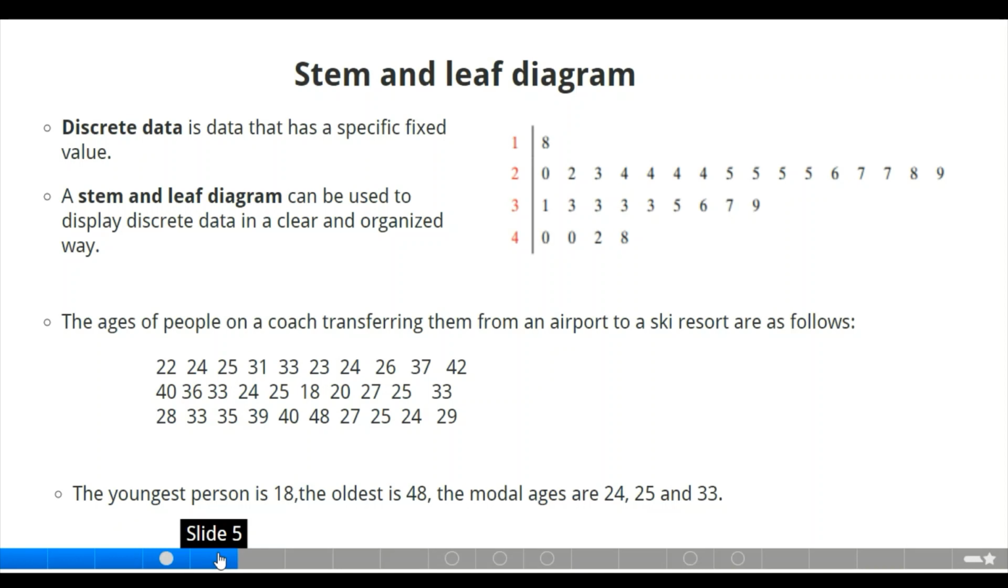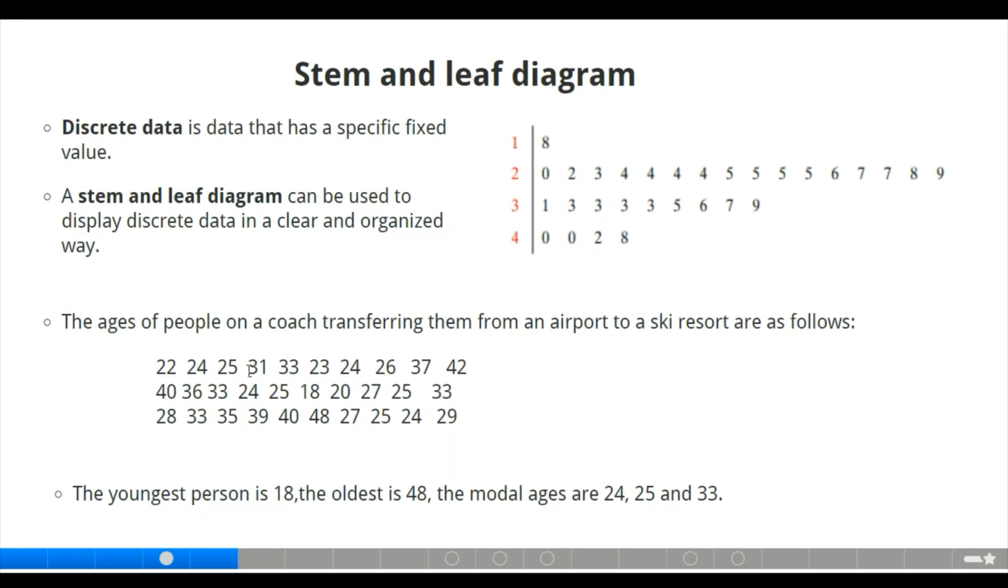So we have information here. The ages of people on the coach transferring them from an airport to a ski resort are as follows. Okay, so look at the ages of the people that we are talking about. We have 24, 35, 18, 20, 29, and 33. The highest value there, I think, is 48.